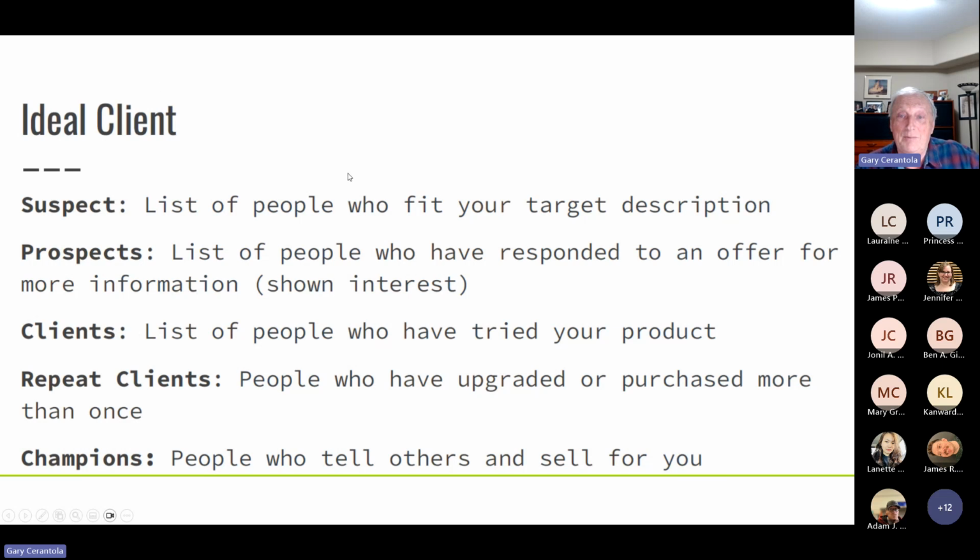So again, a little bit of review now. The ideal client, so the list of people who fit your target description, they're the prospects, the list of people who have responded to an offer. They're existing clients, they're repeat clients, and they're champions. They're going to be advocates, and they will be advocating on your behalf. They will be bringing more customers to your offering.